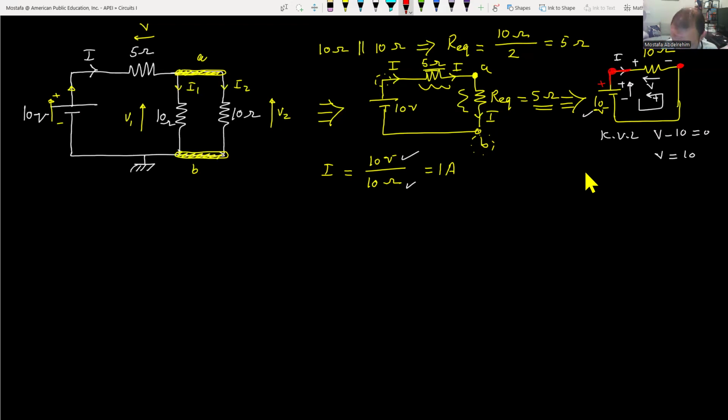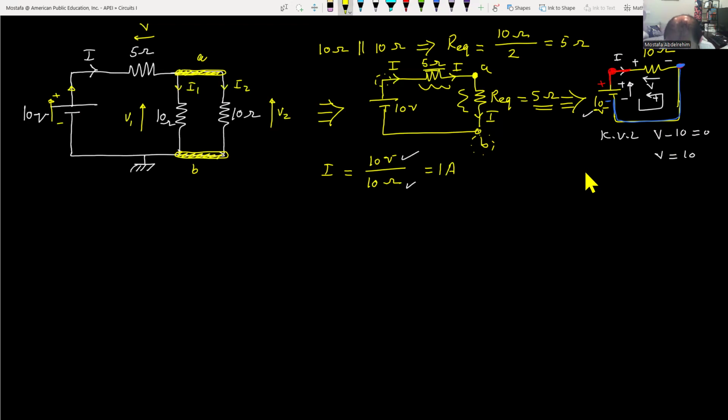So they are common now in one terminal. How about the second terminal? Let's check. This is the second terminal here. If you go, this is actually a short circuit to the negative terminal of the battery. So they have the same terminals, so they have the same voltage. So V is equal to 10 volt. So two solutions.